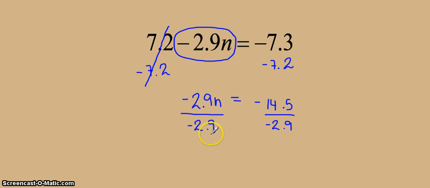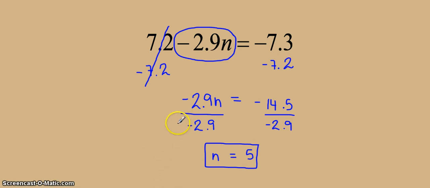This makes 1, and we're left with n equals a negative 14 5/10 divided by negative 2 9/10 is positive 5. So the value of n is positive 5.